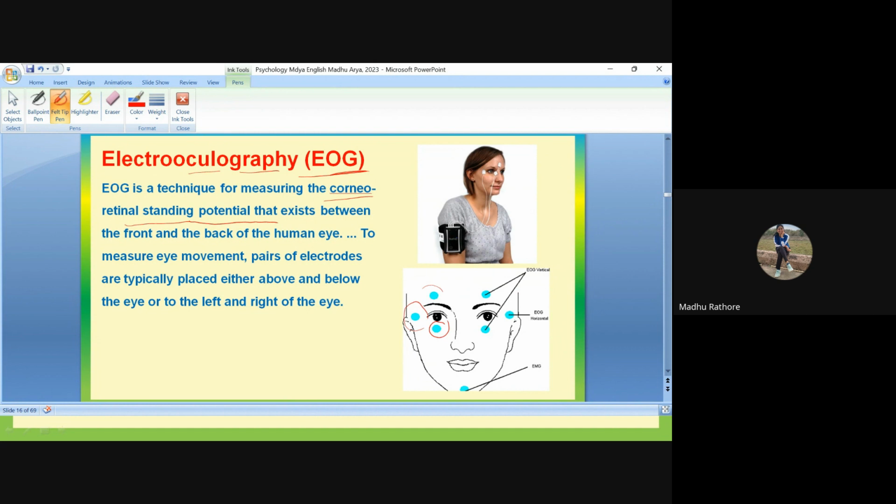The response, ma'am, around the eyes, those electrodes are placed, is it? Yes. The response is coming through the eyes, and that is observed by EOG. Responses coming from the eyes, and this is how, by putting pairs of electrodes all around the eyes.